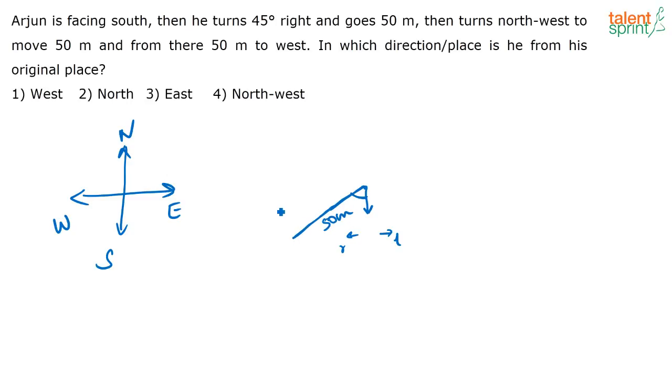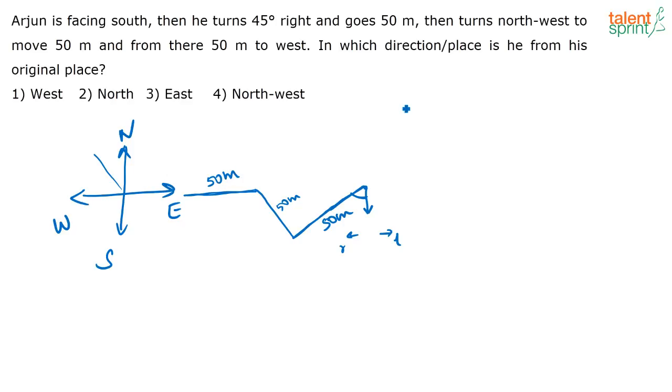Then he turns northwest. Northwest is this, that is perpendicular to this direction, and he goes another 50 meters. Then from there he goes 50 meters to the west. So from here again he is going 50 meters to the west.